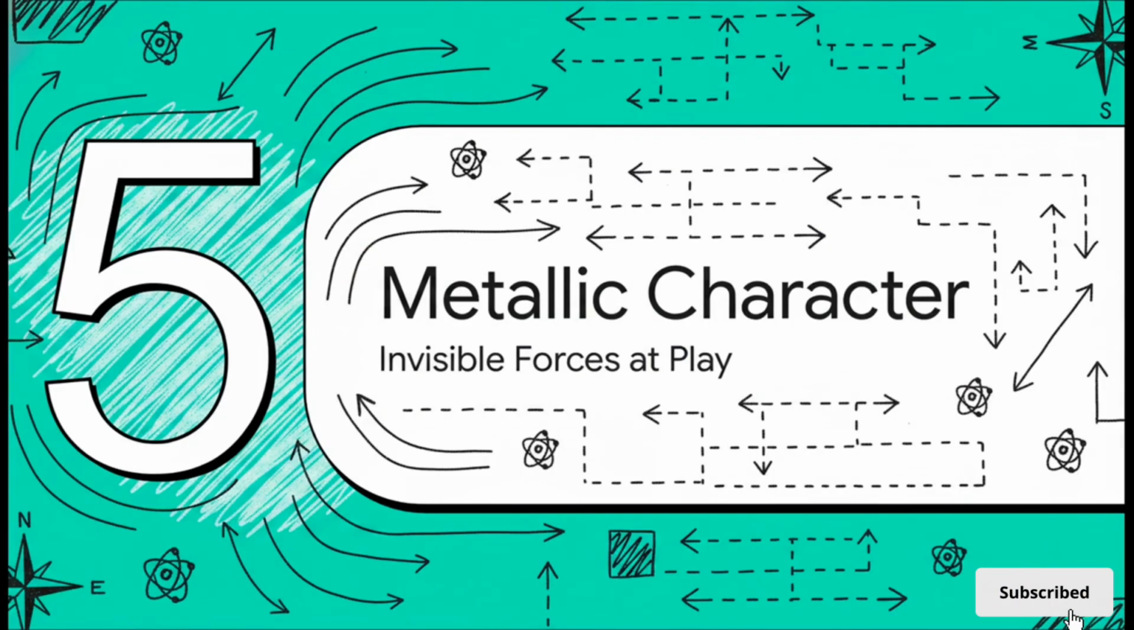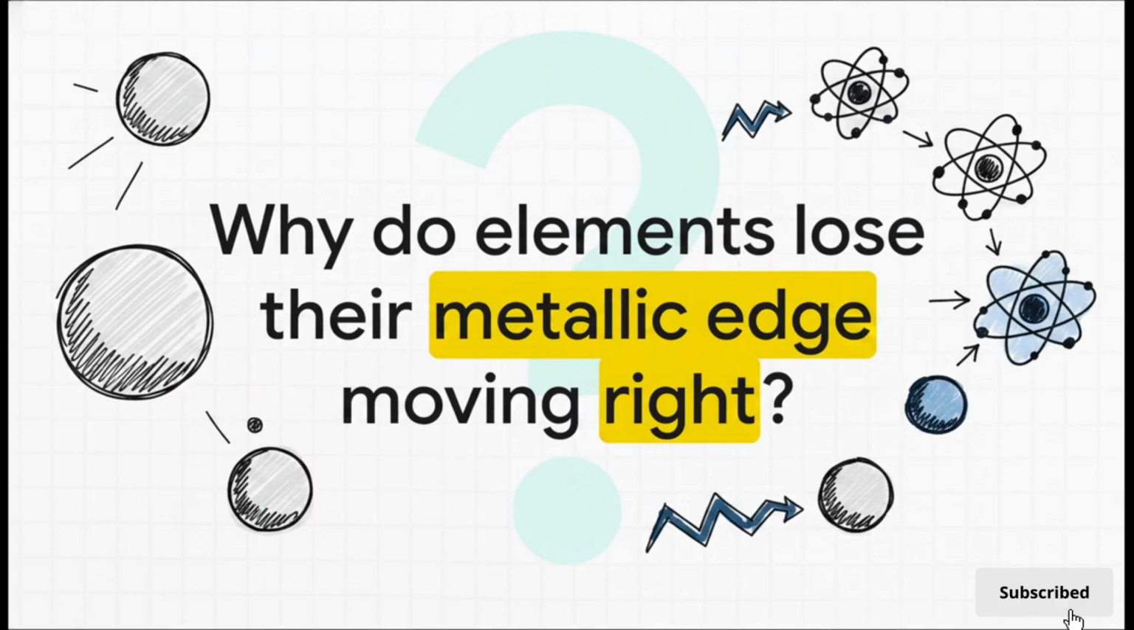Up next is part 5, trends in metallic character, the invisible forces at play. To truly master this map, we need to uncover the hidden rules that dictate how these territories are formed. Which leads to a really great question. Why do elements lose their metallic edge as we move right across the table? Why isn't the whole thing just one big block of generous metals? Well, the answer lies in the atomic structure and a constant microscopic tug-of-war happening inside the atom itself.